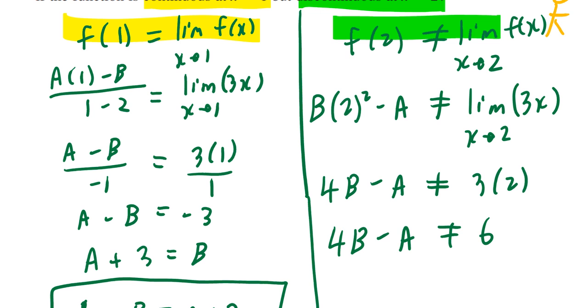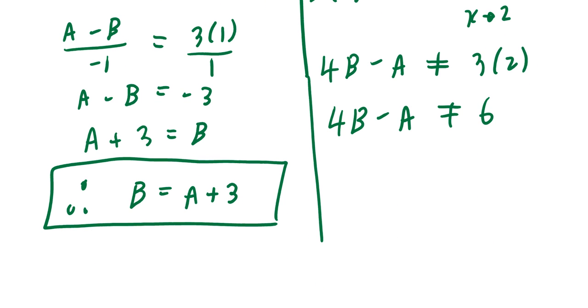Just like the first column, my goal here is to isolate for b, and there's a reason for this. So again, if I isolate for b, I write down 4b cannot equal, I bring negative a to the right, that's going to be positive a plus 6.